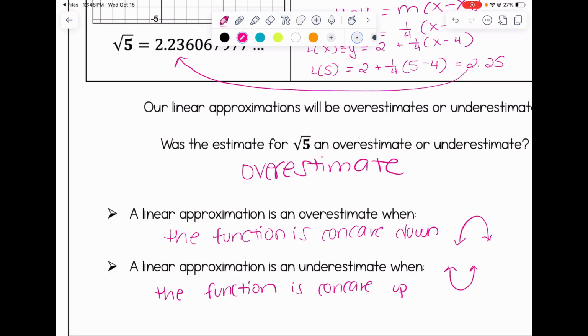So again, the equation of a tangent line helps us better estimate values. And we just have to acknowledge that our estimations are simply that. They're an approximate value. So we have to then determine whether it is going to be an overestimate or an underestimate. Okay. Let's look at a couple more example problems.